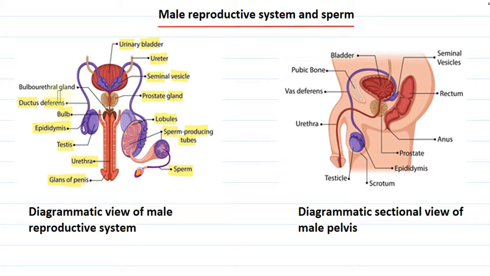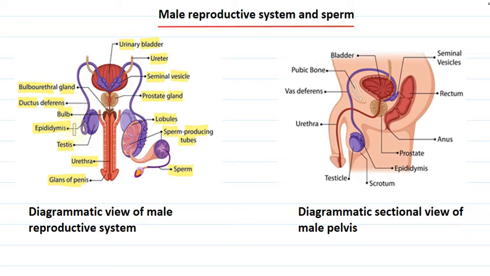Okay, then there is the bulbourethral gland. This bulbourethral gland is also known as Cowper's gland. It is a P-shaped gland, as we can see here, present in males, and it is located beneath the prostate gland at the beginning of the internal portion of the penis, which we can see here clearly.